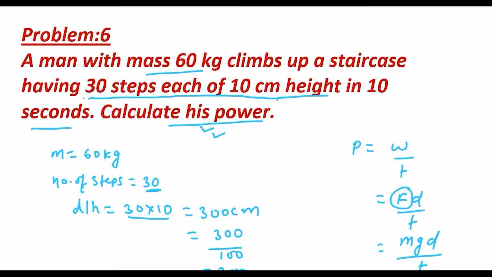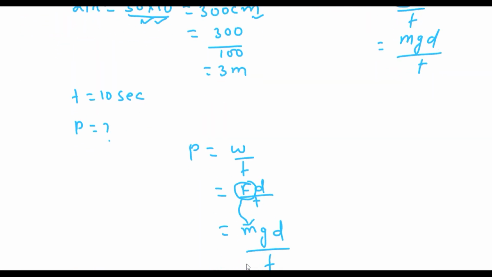In this problem, this is the main step, that is 30 steps each of 10 centimeter height, means height or distance. We can calculate height and distance from this. 30 steps, each step of 10 centimeter, means each step is 10 centimeter. So 30 steps means 30 into 10, so it becomes 300 centimeter. 300 centimeter means 3 meter. So in this way we can solve it.